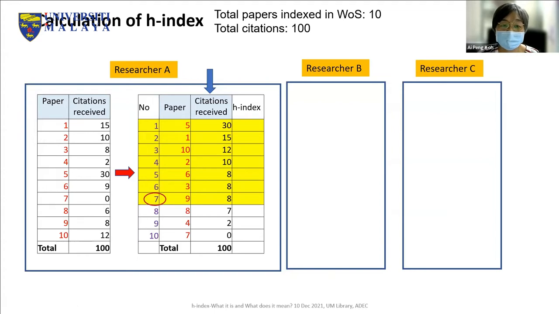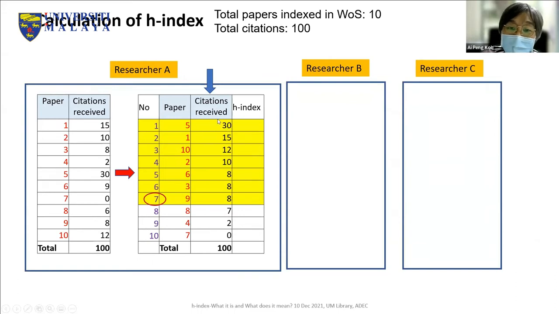Okay, so researcher A. Why do I say researcher A? His or her H index is 7 because he has 7 papers that each received at least 7 citations. You get what I mean? Okay, so how do we calculate H index?